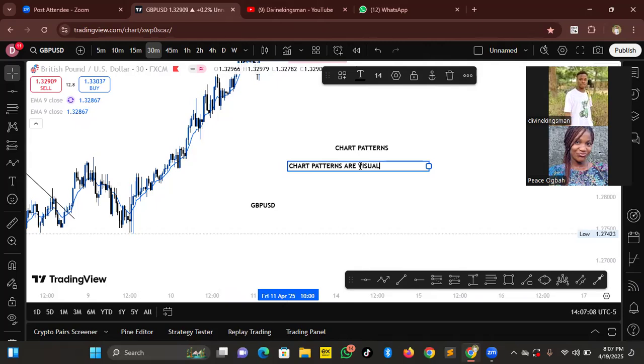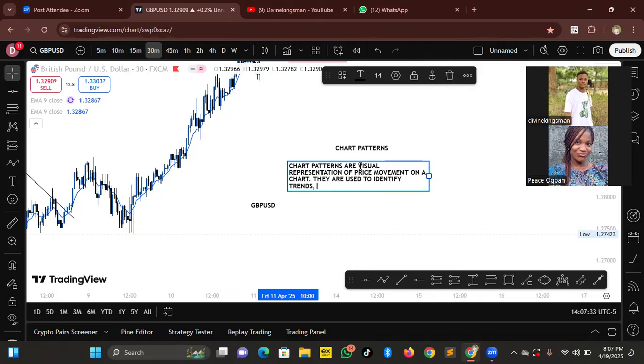visual representation of price movements on a chart. So they are used to identify trends.